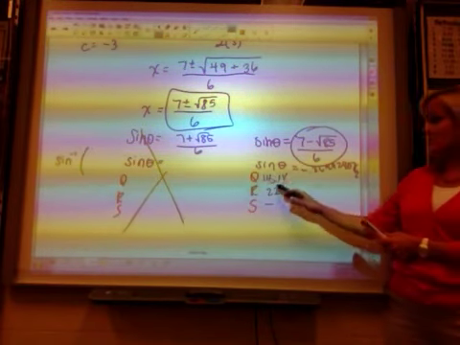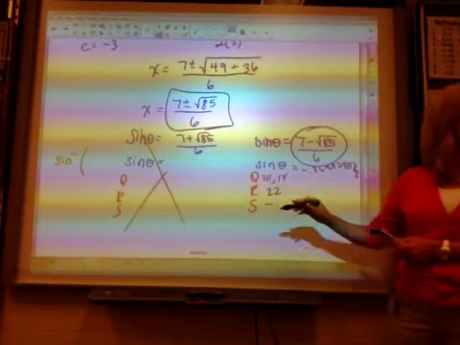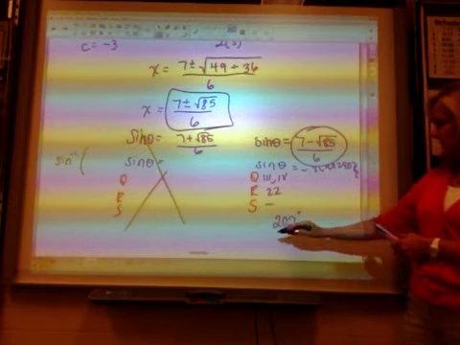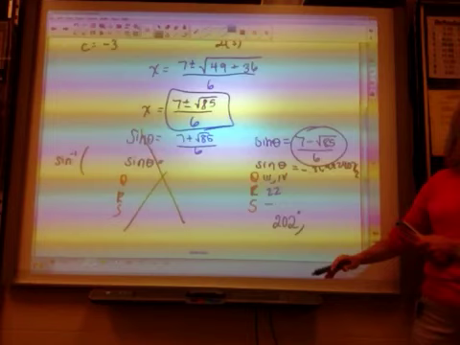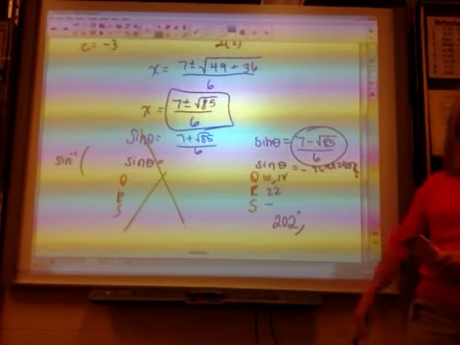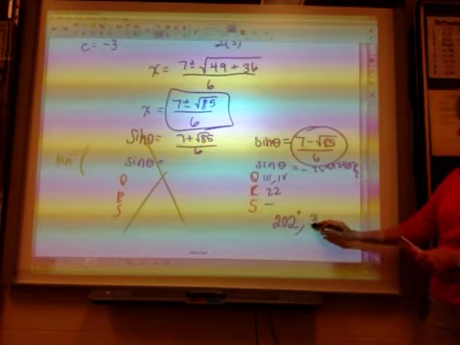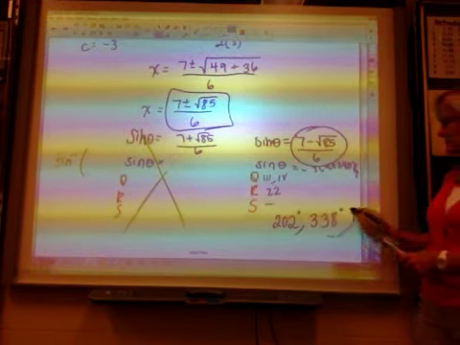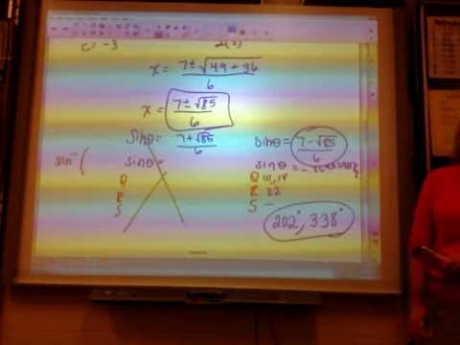Now give me an answer in quadrant 3. 180 plus 22. Good job. I think that's 202, Aaron. And quadrant 4. 360 minus 22. 338. Good job. And there's where those two answers come from.